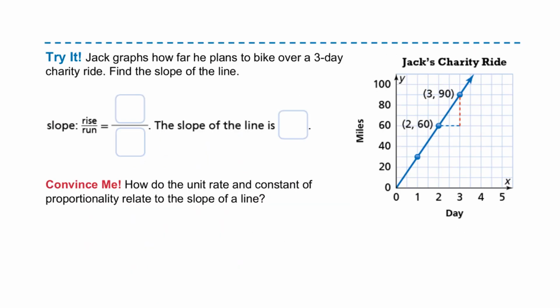For our third example, we have our values 60 and 90. So going across, day 2 to day 3 is 1 day. Going from 60 miles to 90 miles is a value of 30 miles. So we set up our fraction, rise over run. 30 miles divided by 1 day is a value of 30 miles per day.